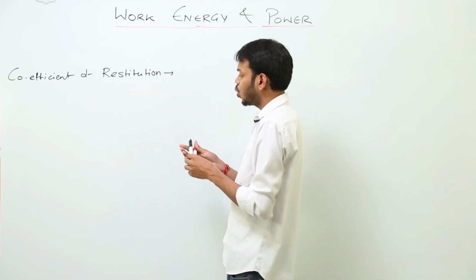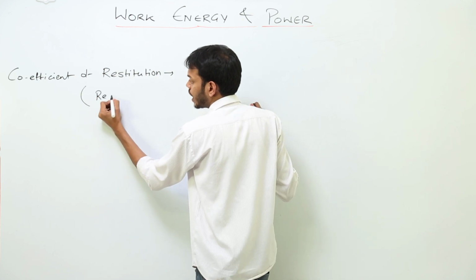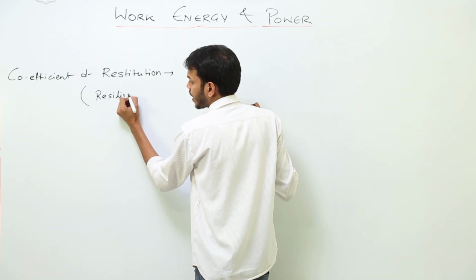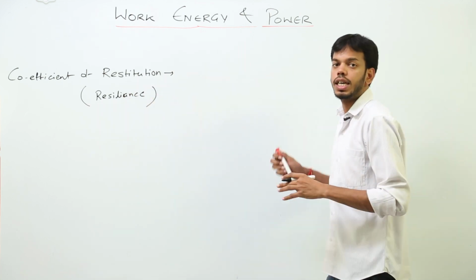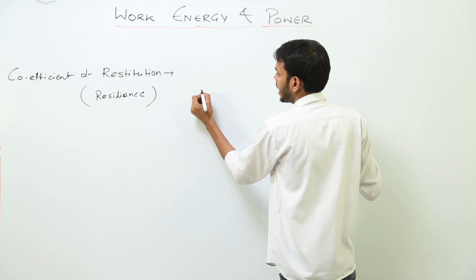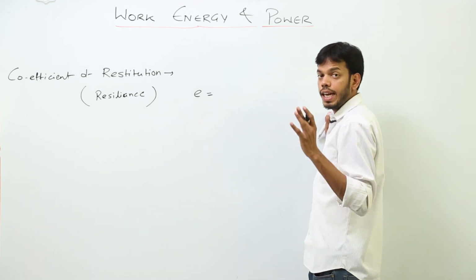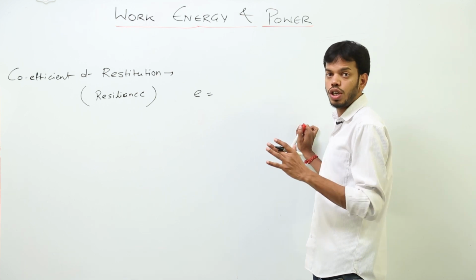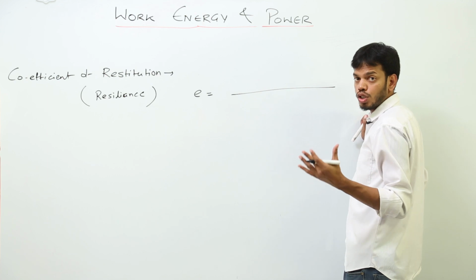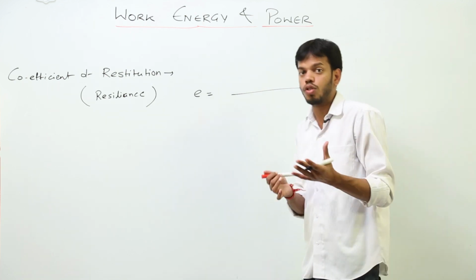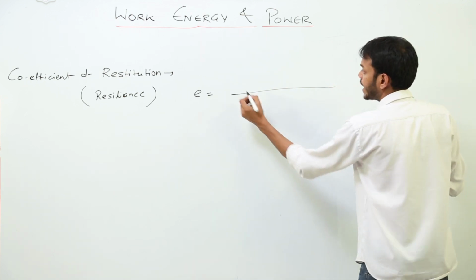This is called the coefficient of restitution or coefficient of resilience, and it is denoted by E. It is defined as the ratio of the relative velocity of separation after the collision to the relative velocity of approach before the collision. So I'll write it complete.